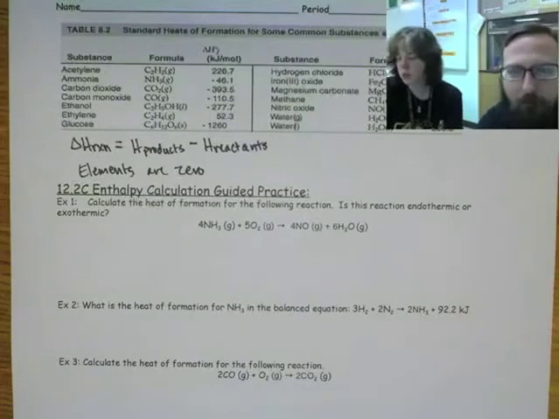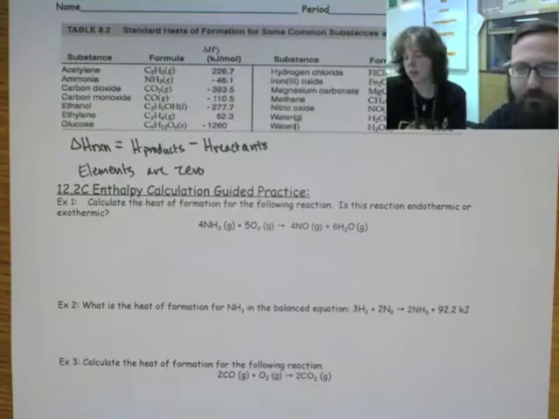So on this first one, we're going to calculate the heat of formation for the following reaction. We want to figure out if this reaction is endothermic or exothermic. And so endothermic meant it was doing what with its energy? Endothermic means it's absorbing energy, or whether it's giving off our energy, that's our exothermic. Right.